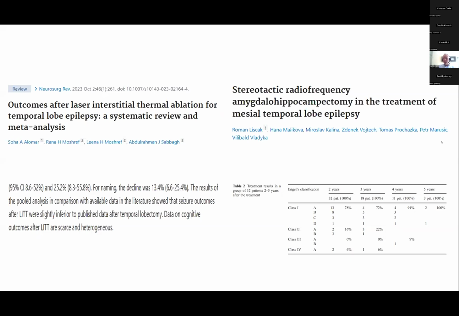Just to remind you that LITT came after radiofrequency amygdalohippocampectomy, and one of the major manuscripts regarding radiofrequency amygdalohippocampectomy came from the Czech Republic. This is much earlier than LITT. Most of the authors performing LITT usually initially used this kind of cohort to guide how they would do it. And radiofrequency amygdalohippocampectomy is as effective as LITT amygdalohippocampectomy.